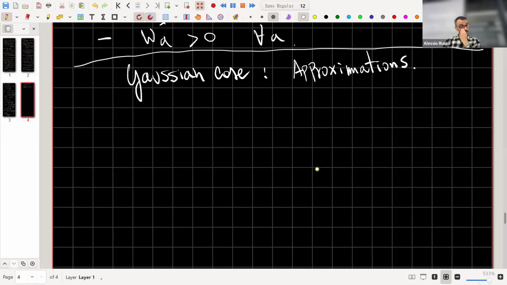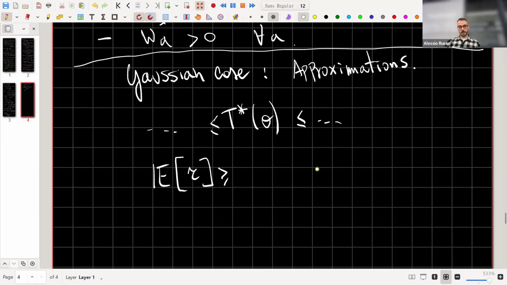So what do we want to do here? What we want to do is to understand if we can upper bound and lower bound the characteristic time. Why do we want to do this? Because the sample complexity is mainly characterized by the characteristic time.